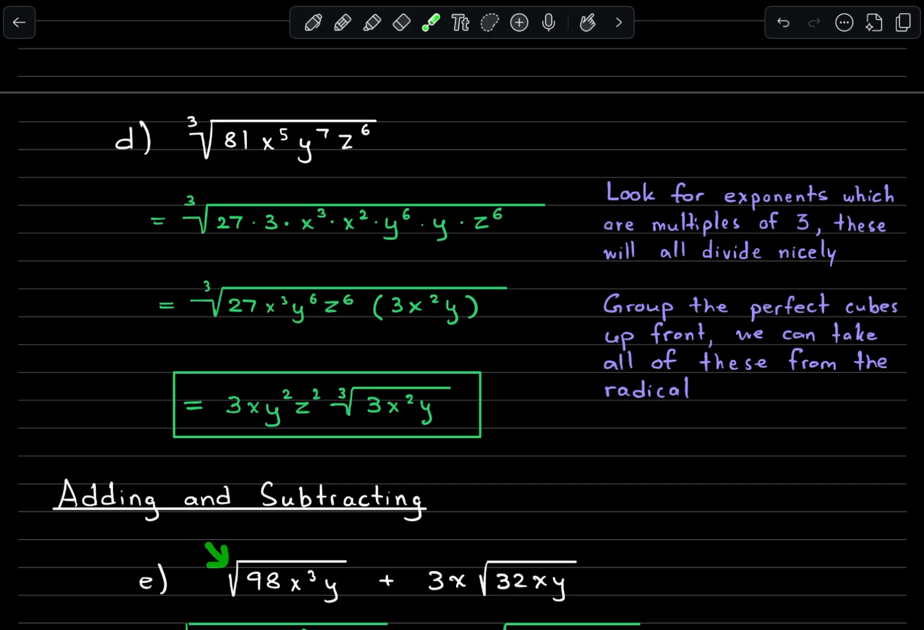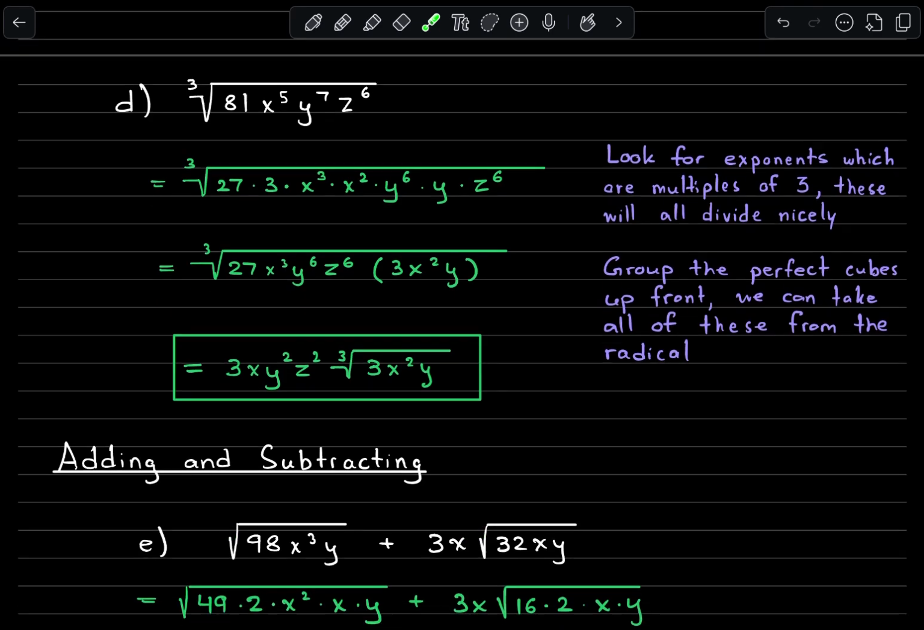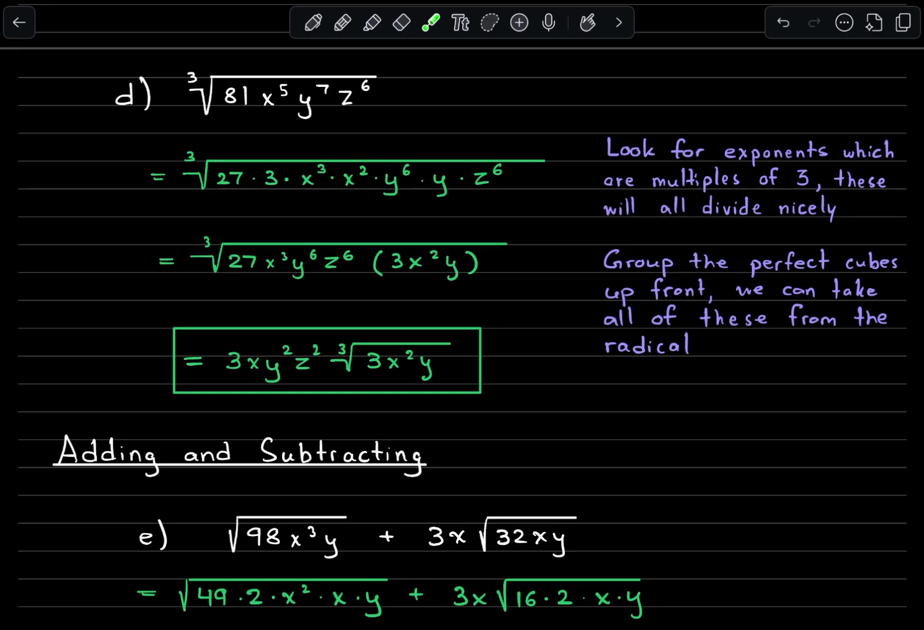So if there's nothing specified here, there's no number specified, this is understood to be sort of an invisible 2. This is a square root. Okay, so we want to look for perfect squares in our case. So we go ahead, we separate these things out. The biggest perfect square that we can take out of 98 is 49. 49 being 7 times 7, or 7 squared. Same deal. We want to look, what's the highest multiple of 2 that we can take out of x cubed? Well, x squared. We separate an x out, and then, well, with y, there's nothing to do. We just have to leave that as y.